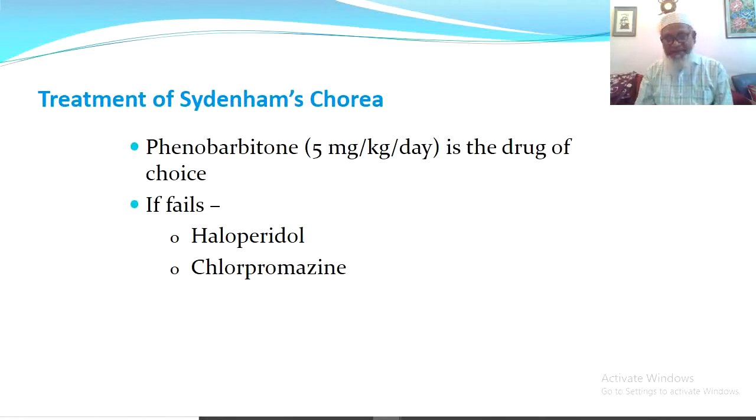And the treatment of Sydenham's chorea. As I said, Sydenham's chorea may be the only feature that diagnoses rheumatic fever. So its treatment is a bit different, but it is very simple. You have to give phenobarbital 5 mg per kg per day, and phenobarbital is the drug of choice. And if the phenobarbital fails, you can try haloperidol or chlorpromazine.